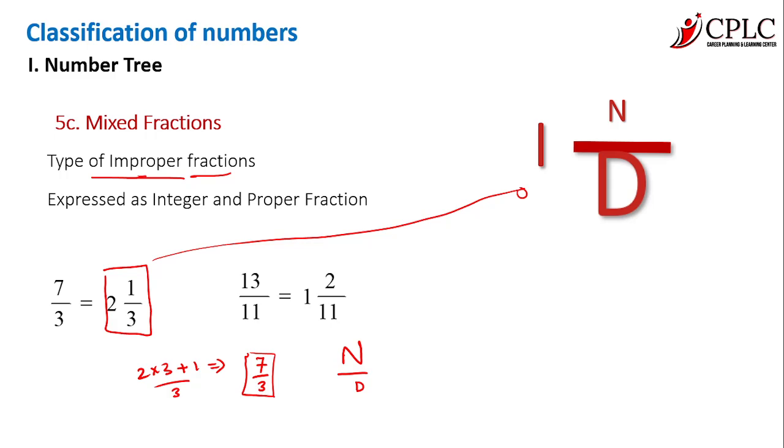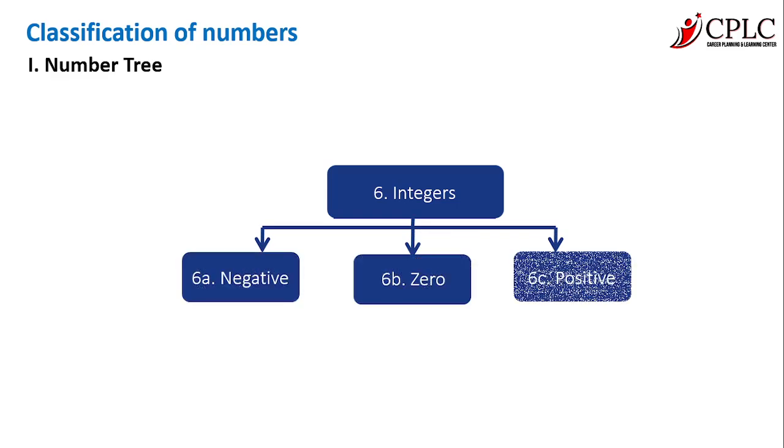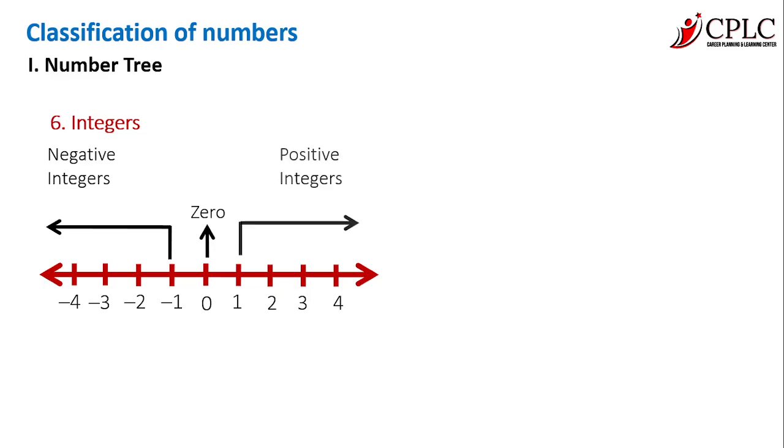Then the next one. We were studying integers, numbers without decimals. There should be no decimal point, and they can be positive or negative. Integers also have three subtypes mainly: negative integers, zero, and positive integers. So what are negative integers? Clearly you can see on the number line: -4, -3, -2, and so on. Then there is 0, and then there are positive integers which are 1, 2, 3, 4, and so on and so forth.